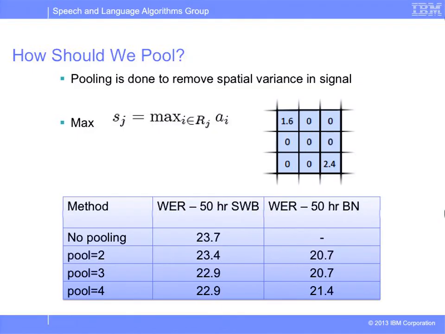This is pooling on the first layer only. So you can see that a pooling of 3 is the best for both cases. And in the second layer, I found that you don't need to pool at all. Pooling will hurt you in the second layer.